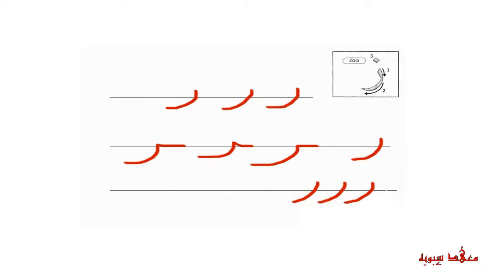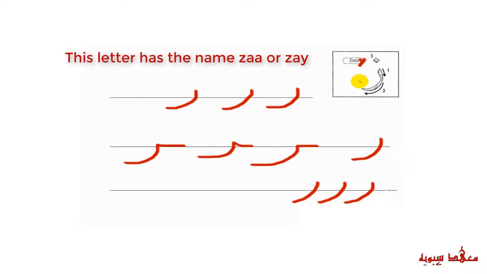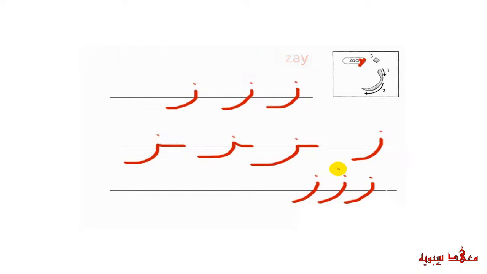Next letter is the zaay. Zaay is the same, except for the dot on top. Okay, next letter, the sheen. So the sheen is written as follows in the isolated form. Once again.